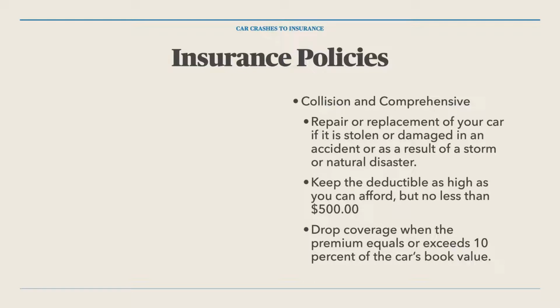Now, comprehensive has to do with things like hail, fire, theft, things that you're not responsible for but still may happen to your vehicle. And as it said in the video, you may want to drop these two coverages if you've got an old vehicle and you don't care what it looks like. You don't care if it gets pelted by hail. You don't care if you get hit and there's a dent on the side. You want to make sure you have liability, the one that we talked about just before.